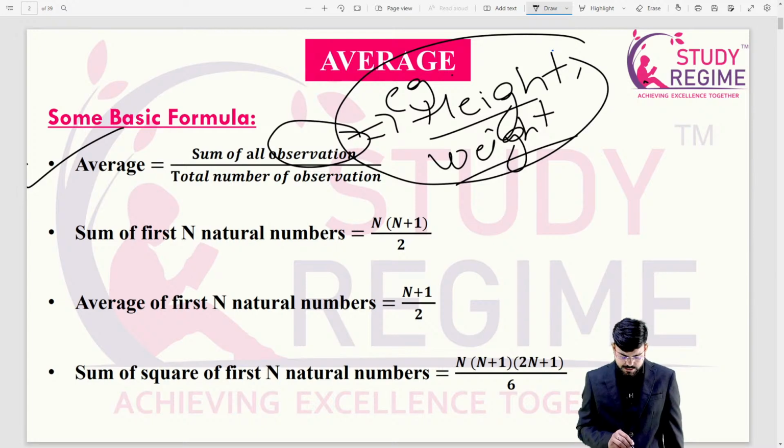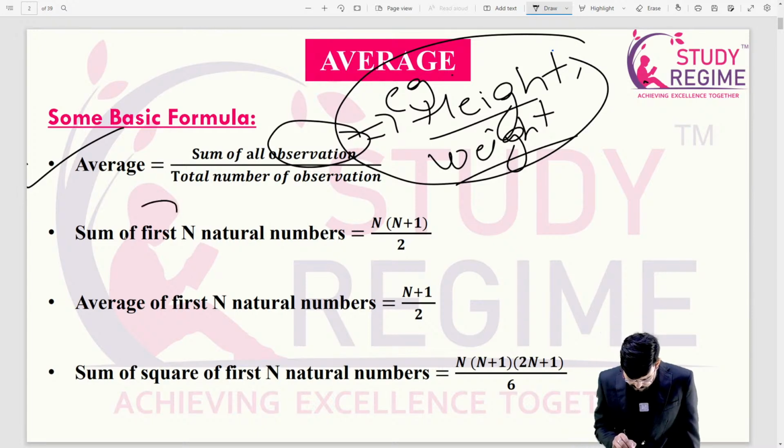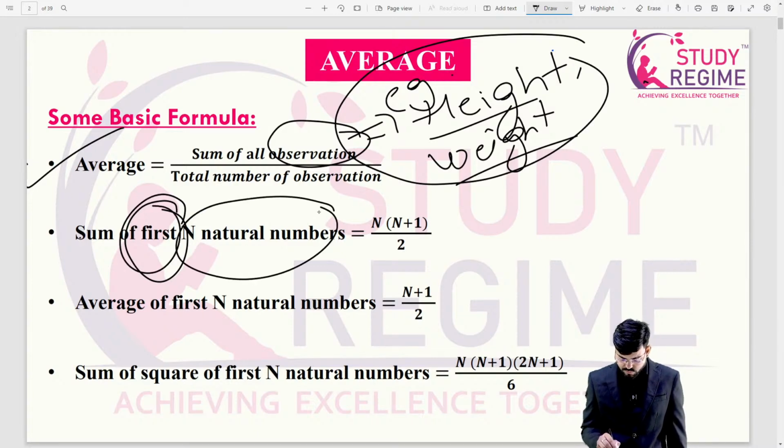The second one here is the sum of the first n natural numbers. The important word here is first. This is the key point, because you cannot apply this formula from the middle of any series. If you want to apply this formula, you have to start from the first one. So before going to this, let's understand the formula.